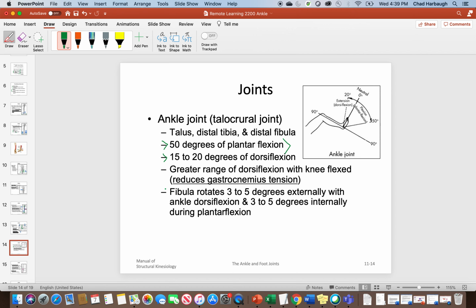And as mentioned earlier, we see that the fibula rotates between 30 to 35 degrees. And we're looking at ranges of 3 to 5 degrees internally during plantar flexion, and when we're looking at the ranges of motion, we're looking at that 20 degrees from a non-loaded position.